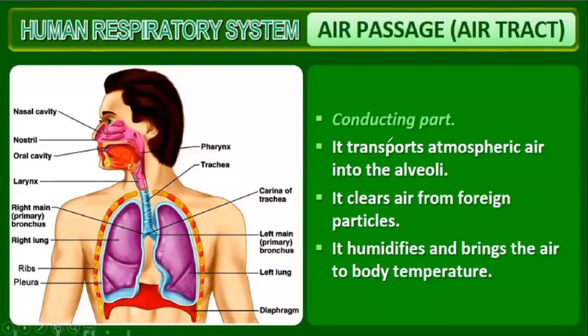First let's discuss the air passage, or the conducting part. What are the main functions of the conducting part? It transports atmospheric air into the alveoli. The conducting part just carries the air from outside to the inside of the lungs, that is the alveoli. It also clears the air of foreign particles. The ciliated epithelium and the mucus present in the nasal cavity clear the foreign particles or dust present in the air.